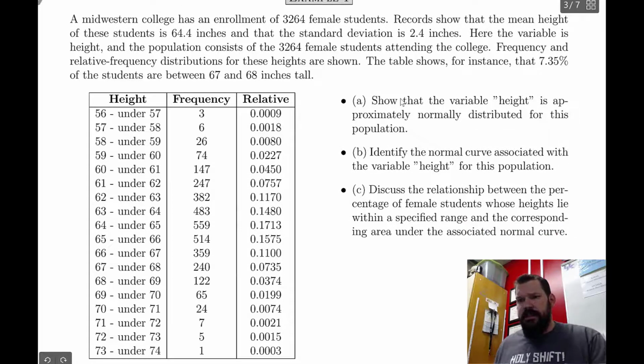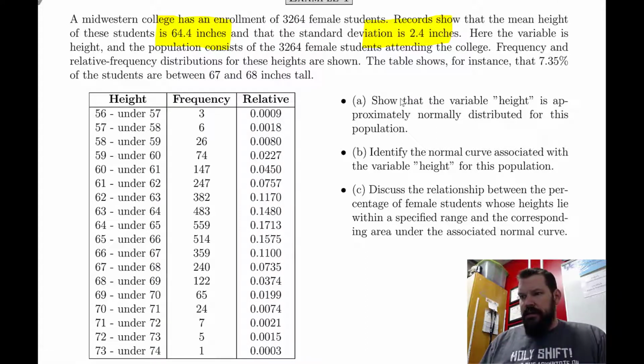It says that the mean height of the students is 64.4 inches. And my pen is not writing for some reason. There we go. 64.4 inches. Standard deviation is 2.4 inches. And we are given the frequency distributions and the relative frequency as well. So you can see that here in this table. For part A, it says show that the variable height is approximately normally distributed for this population.